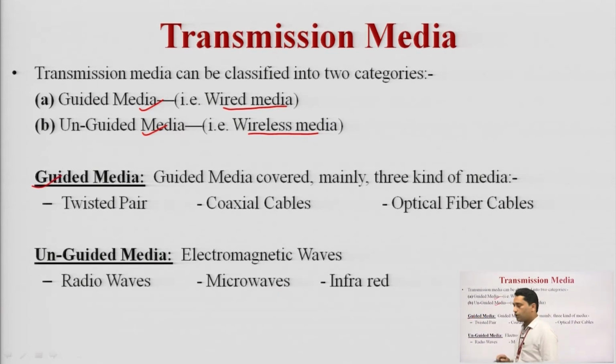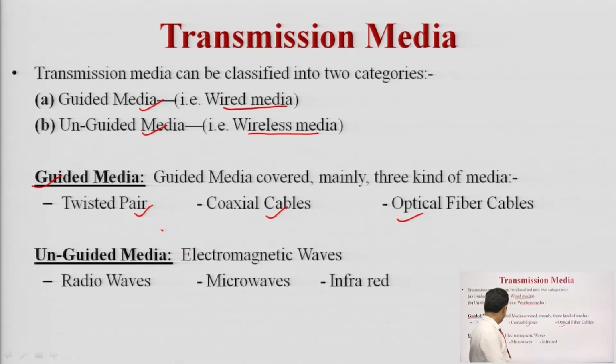Guided mediums are majorly divided into 3 parts. I am saying majorly because now there are so many types of cables available in the market, but majorly we are talking about the 3: twisted pair, coaxial cable and the optical fiber. These are the 3 main guided mediums, means the wired cables which we are using for the network topology purpose.